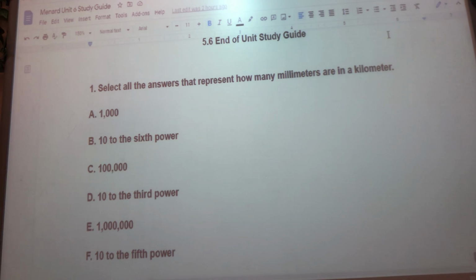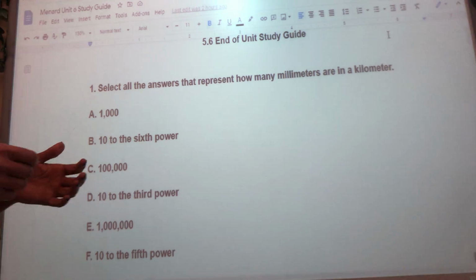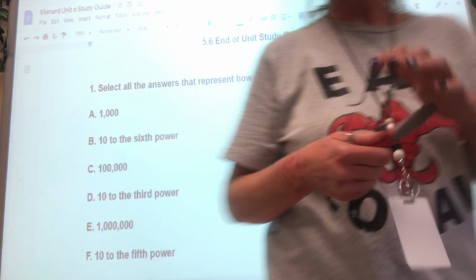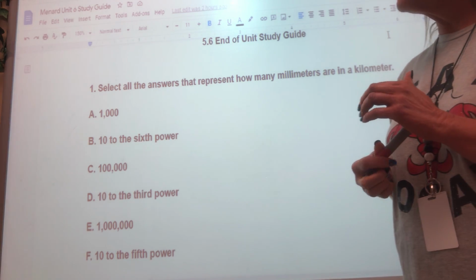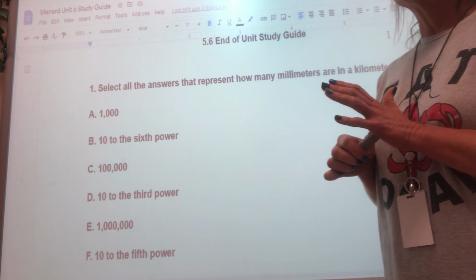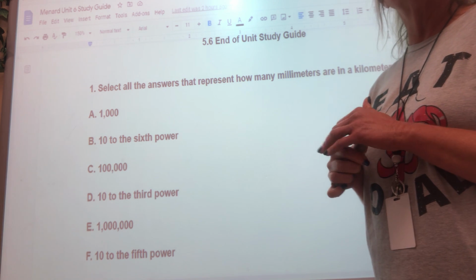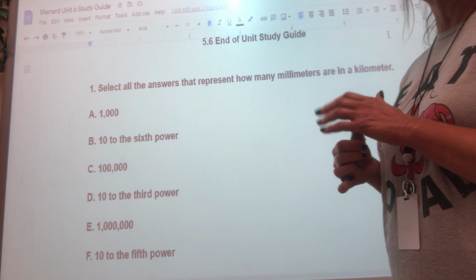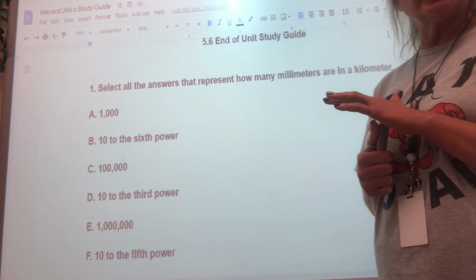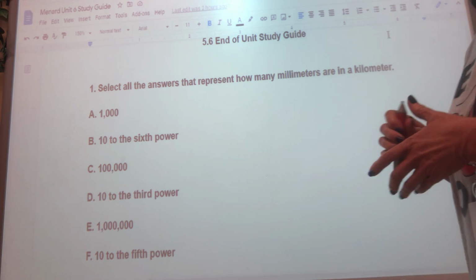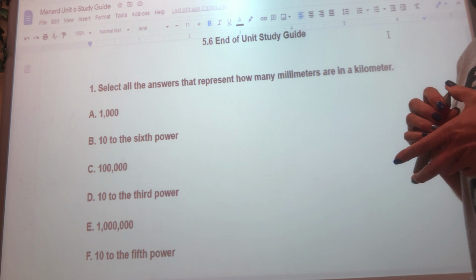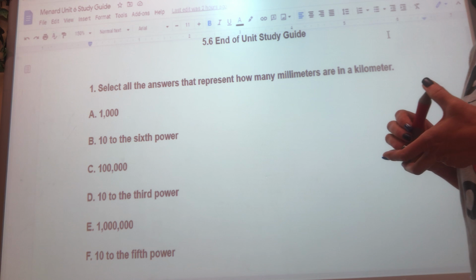All right, you should be on the study guide for tomorrow's test. It's the Unit 6 test. It's going to cover everything from when we were working with metrics, powers of 10, plotting points on a line plot, adding and subtracting fractions, adding and subtracting mixed numbers, and those will all have unlike denominators.